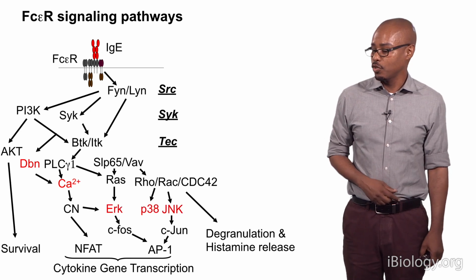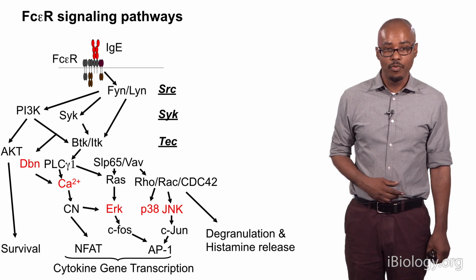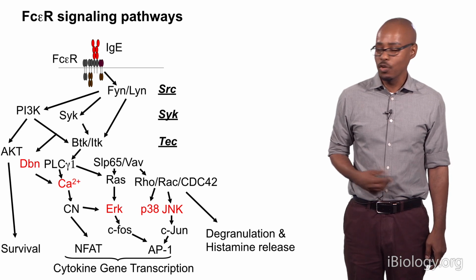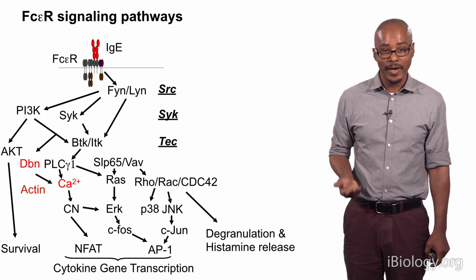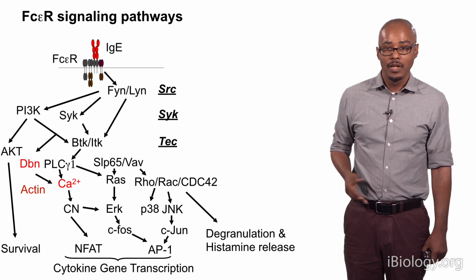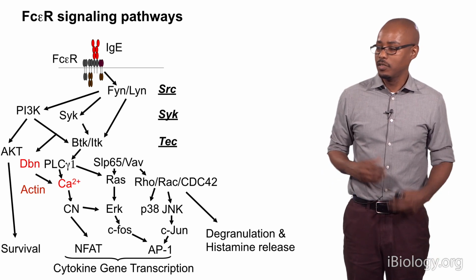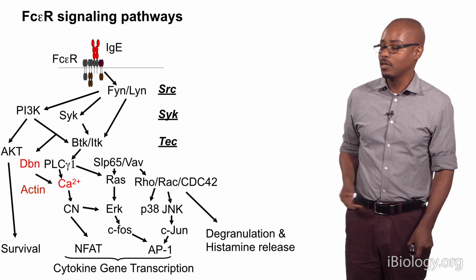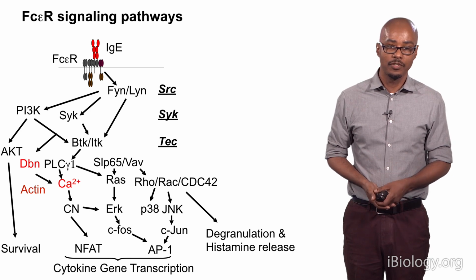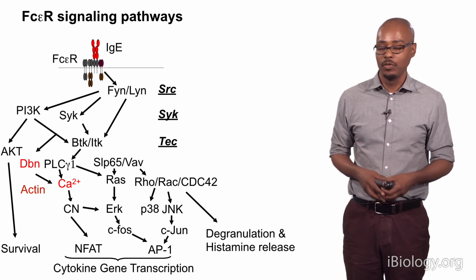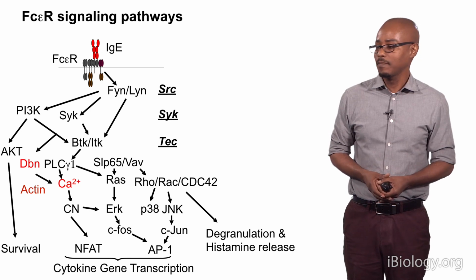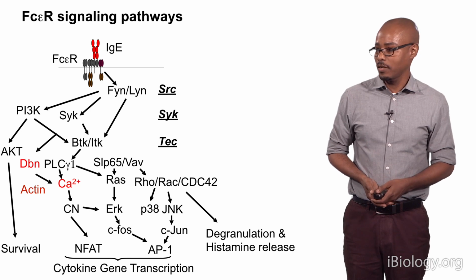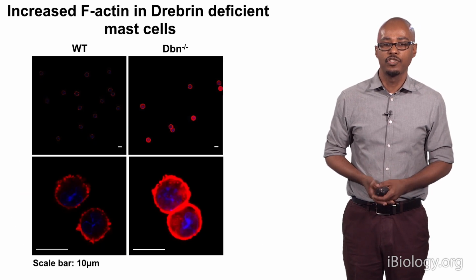Now, one of the things that I told you about was that the activation of Drebrin is important for actin polymerization. And so we wanted to find out whether Drebrin would affect actin in these cells. Now, actin is really important for the structure of the cell, but it has also been shown to be important for degranulation and the movement of granules within cells. And so the idea that Drebrin plays a role not only in regulating calcium signaling, but also in regulating the actin cytoskeleton prompted us to look at the actin in these cells. So we did some fairly simple experiments to determine that.